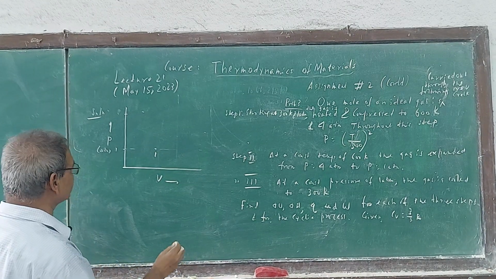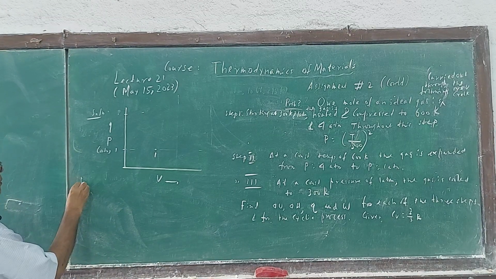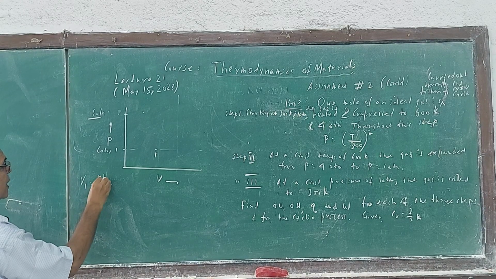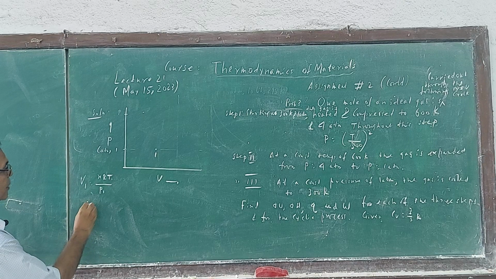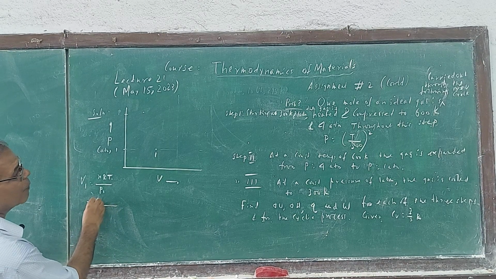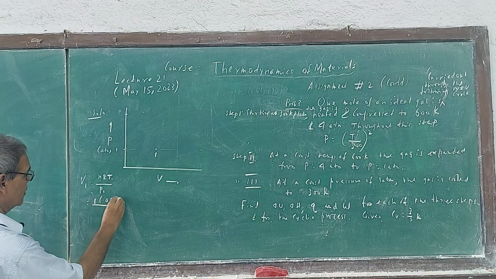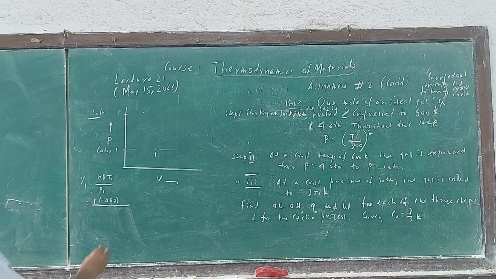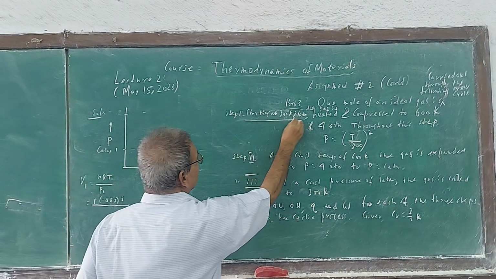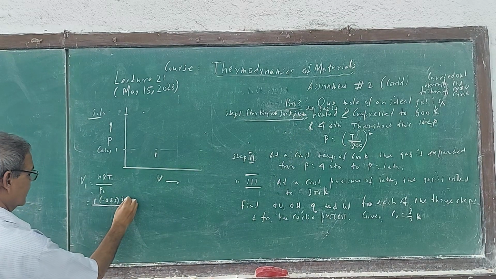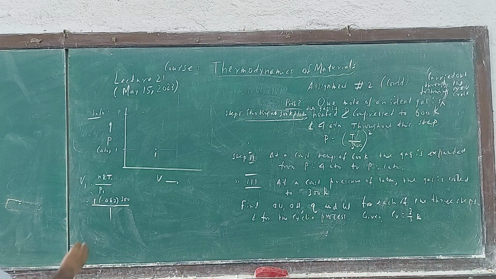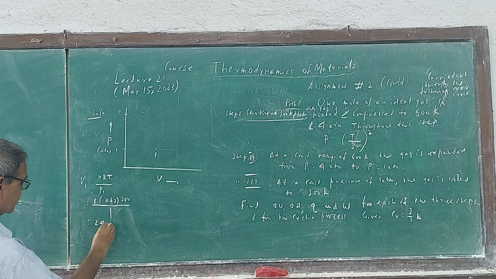Calculate the volume quickly. P1V1 is nRT1. So V1 is: n is 1 mole, R is 0.082, T1 is 300 Kelvin, pressure is 1 atmosphere. This gives the volume as 24.6 liter.